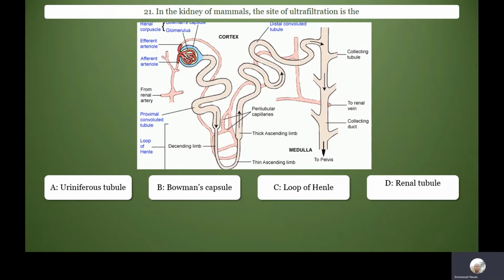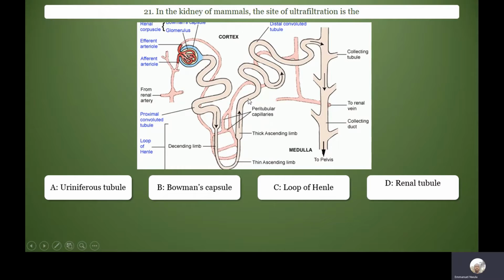In the kidney of a mammal, the site of ultrafiltration is the... The correct option here is B. Normally, ultrafiltration occurs in the glomerulus, and the filtrate flows into the Bowman's capsule. This structure is called the nephron.